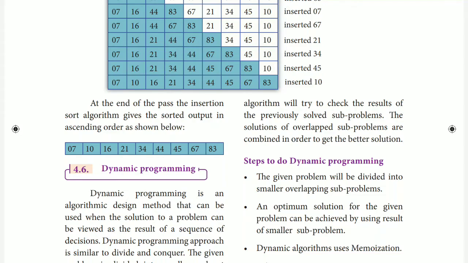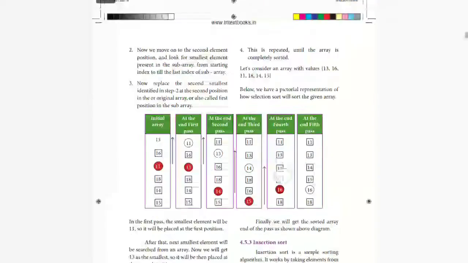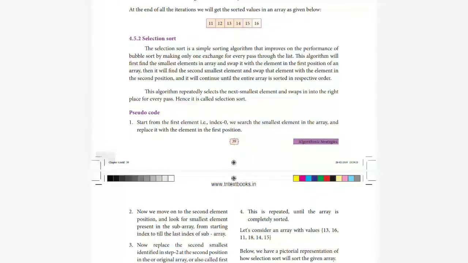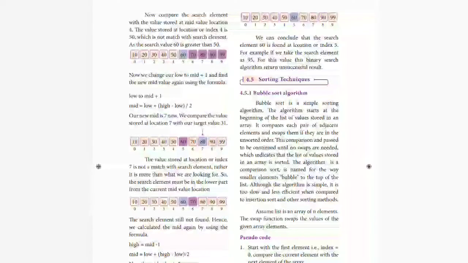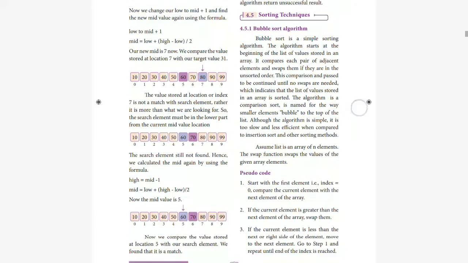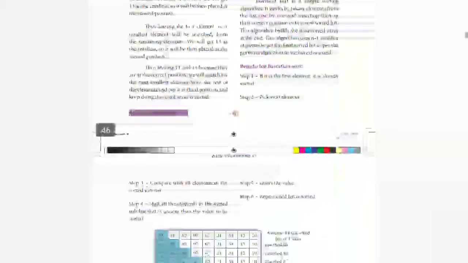Before going into that, last class we have seen sorting algorithms. Sorting means arranging the given items in a certain order, which is ascending or descending based on the requirements. There are three different sorting algorithms available in your textbook. The first one is bubble sort, the second one is selection sort, and the third one is insertion sort.